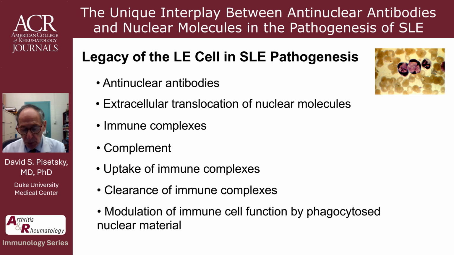A very important aspect of lupus is clearance. Clearance of nuclear material, clearance of immune complexes, and if either is not adequately cleared, then there's access of this nuclear material to peripheral cells, and as noted, immune cell function becomes activated after the phagocytosis of the nuclear material, and in particular, the interferon signature as a consequence of this uptake.